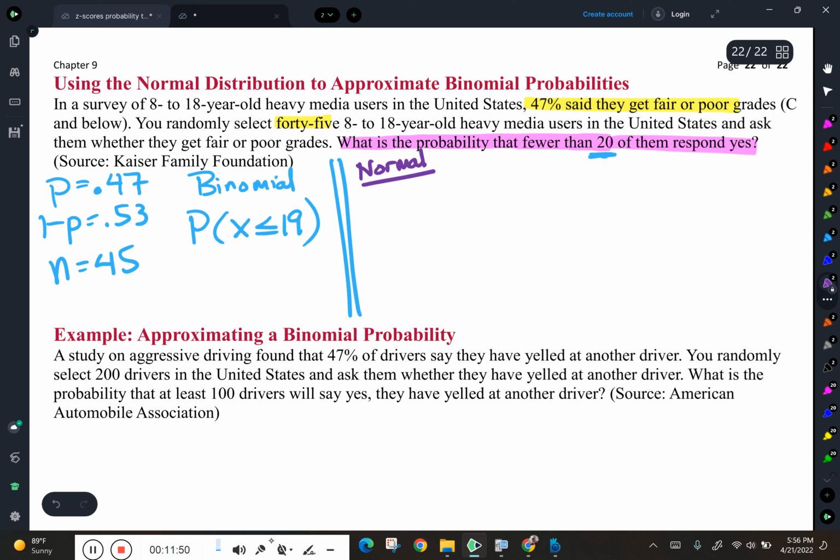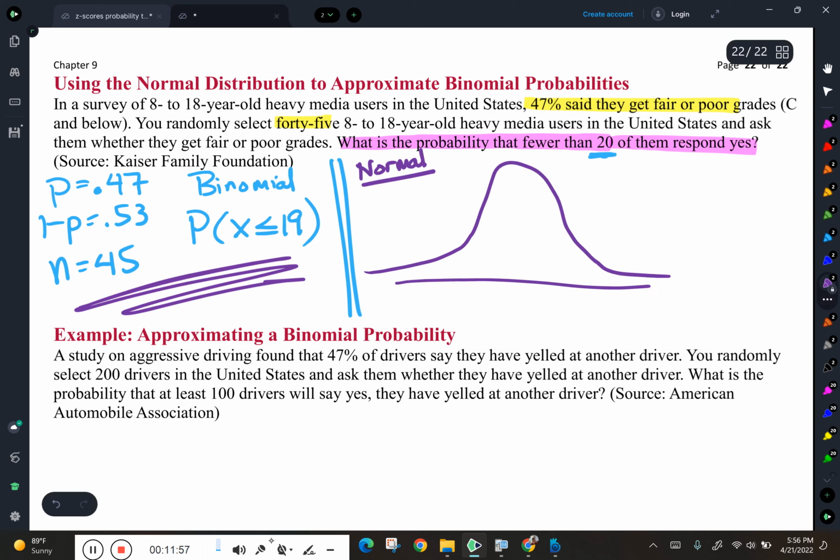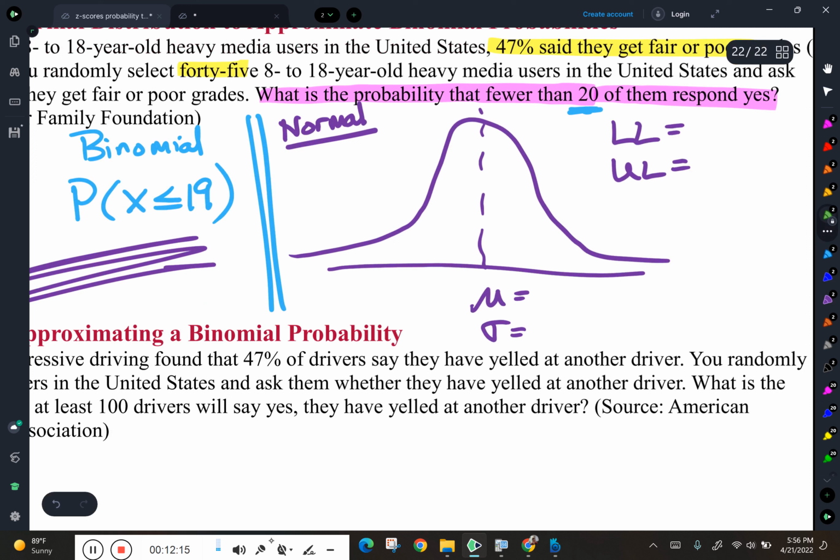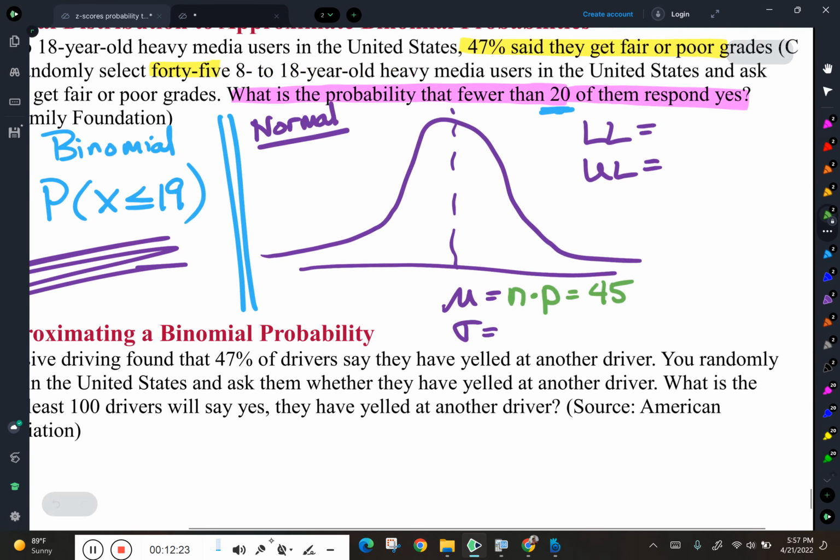I need to convert all this binomial junk over here into the normal junk. Well, the normal junk says you need 4 things. You need to know a mean, you need to know a standard deviation, you need to have a lower limit, and you need to have an upper limit, because those were the 4 values we needed, right? Well, I've got formulas for means and standard deviations. My mean was always n times p, so in this case that's going to be 45, because that was n, times 0.47, because that was p.